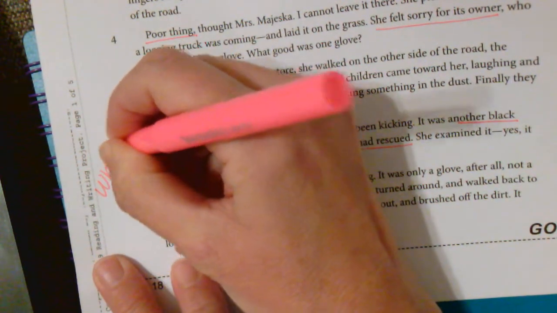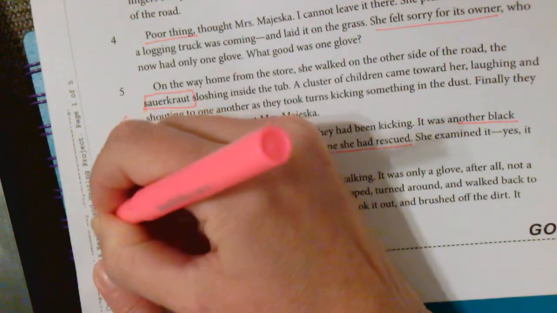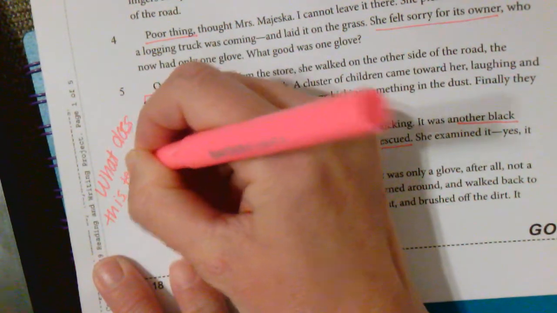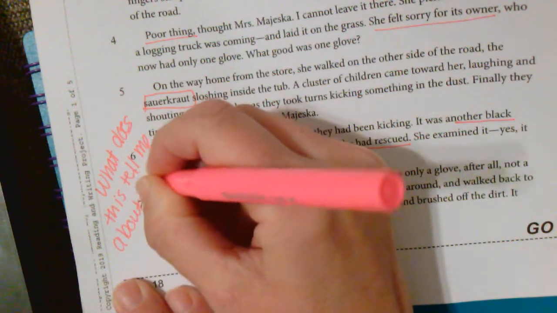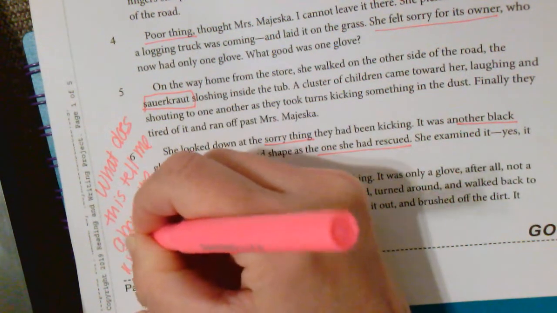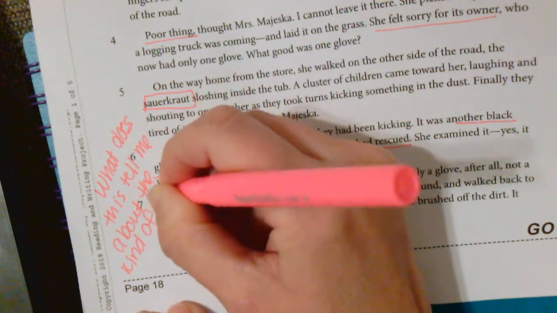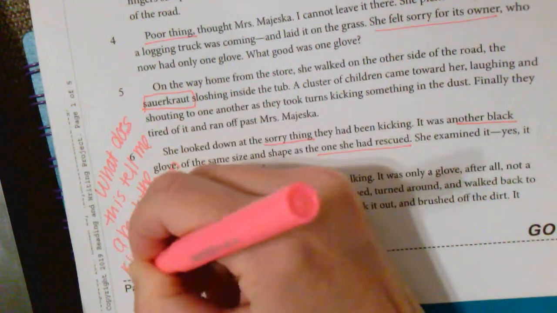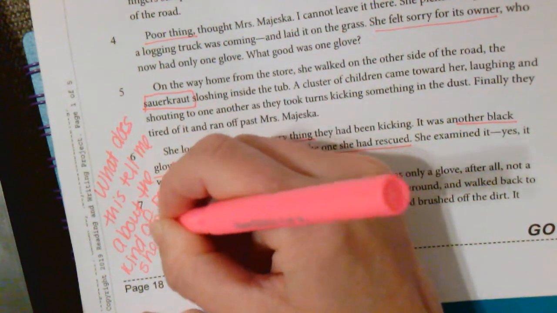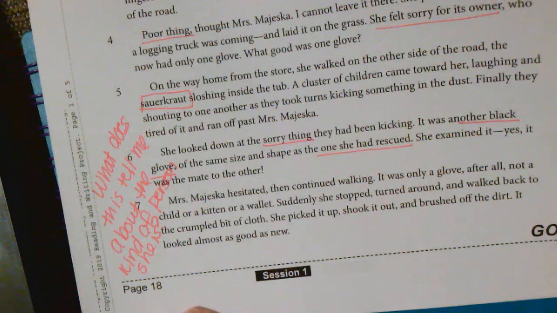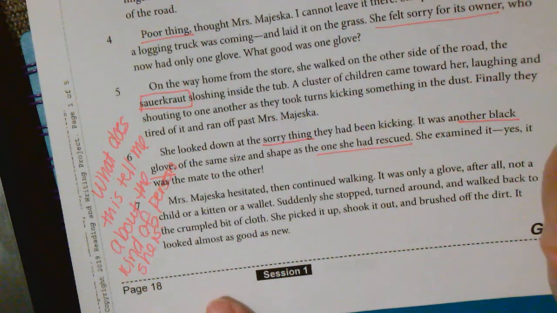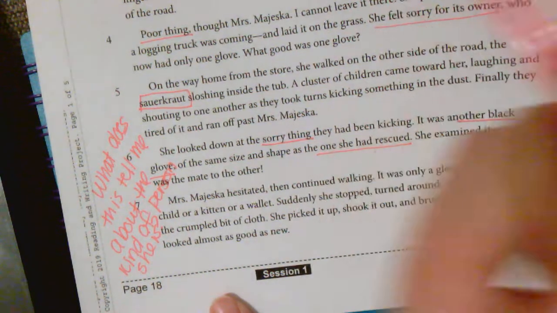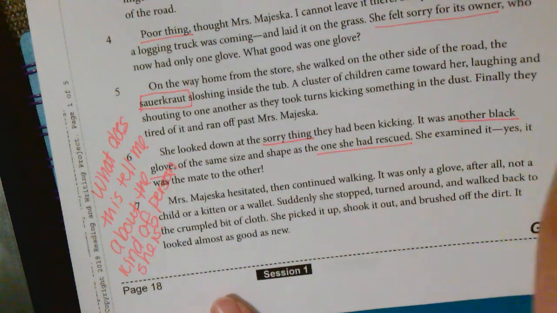So what does this tell me about the kind of person she is? So I'm again growing ideas about Mrs. Majeska. So why is she so bent on making sure that she saved these gloves?